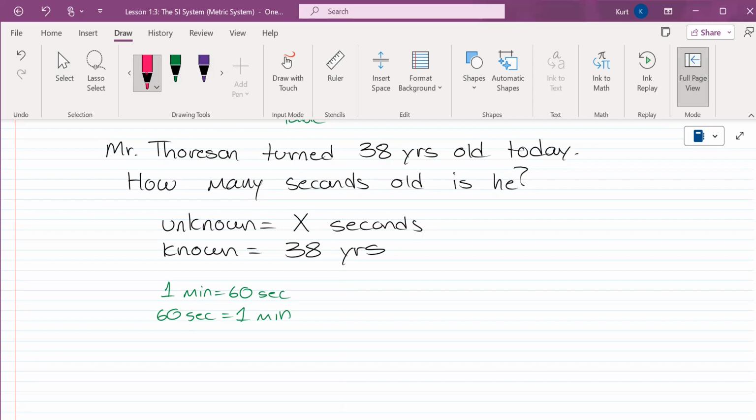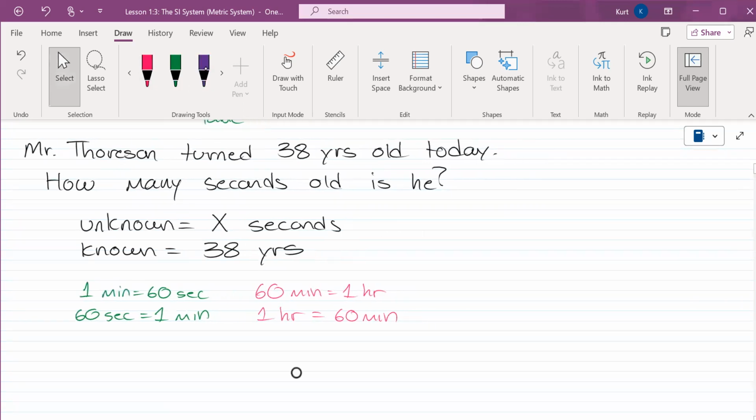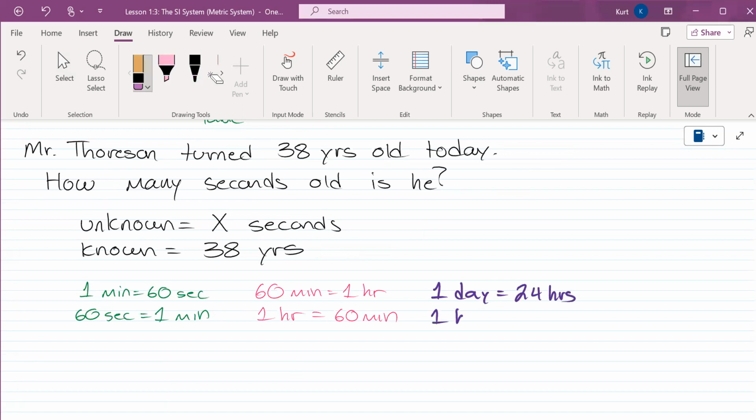Minutes to hours. What's the conversion there? 60 minutes equals 1 hour. 1 hour equals 60 minutes. Keep going. What else? 1 day equals 24 hours. 24 hours equals 1 day. There we go. Am I good?